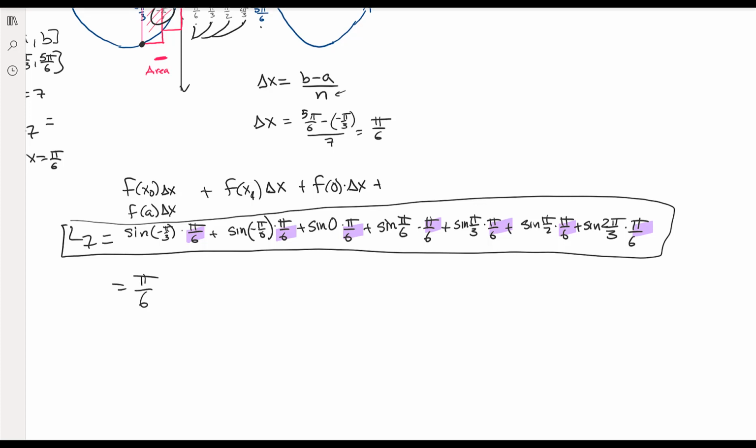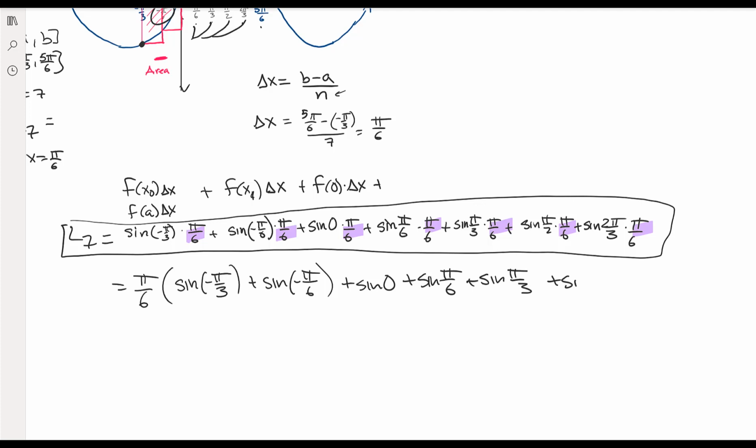So we get pi over 6 times our sine of negative pi over 3 plus our sine of negative pi over 6 plus our sine of 0 plus our sine of pi over 6 plus our sine of pi over 3 plus our sine of pi over 2 plus our sine of 2 pi over 3. And now it just all boils down to knowing your answers.